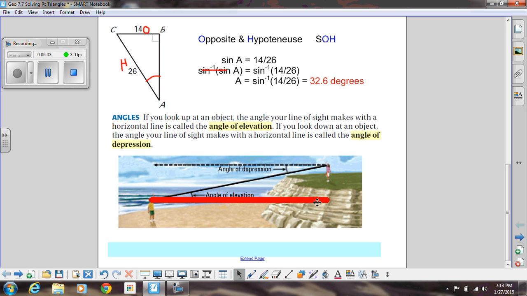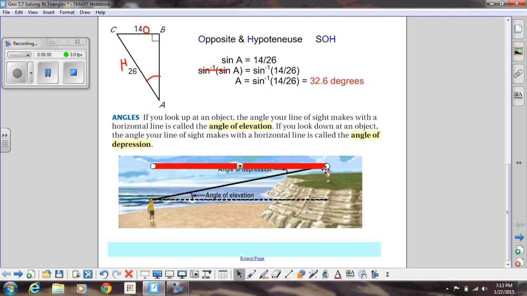So this red line is the horizontal. But now if he changes his sight, where he's looking from just straight out, and then he's like, oh, hey, there's my friend, he is looking up now. So look at how that red line moves. It's going from straight out to up at his friend. That is called the angle of elevation because he had to elevate his head, tilt his head up to look at his friend.